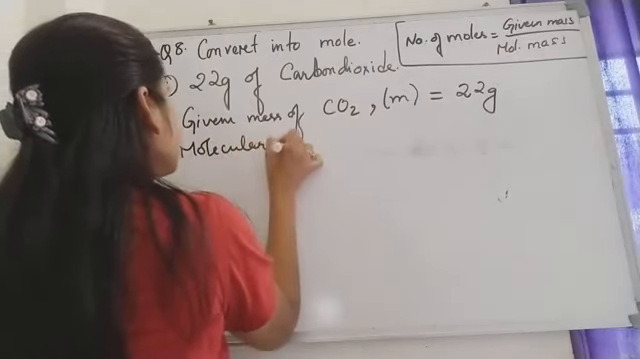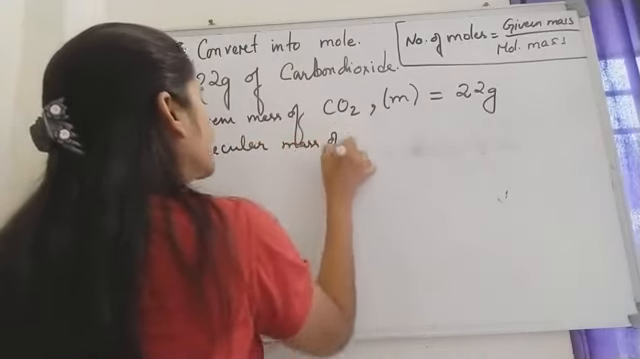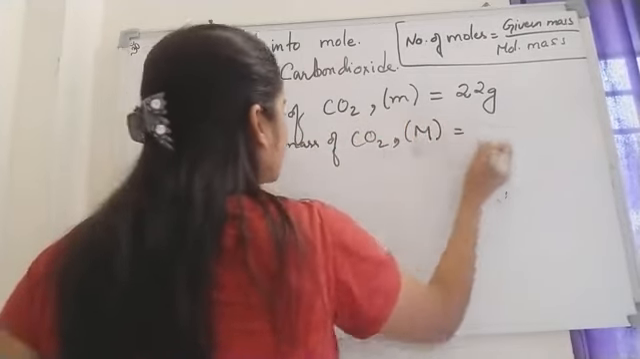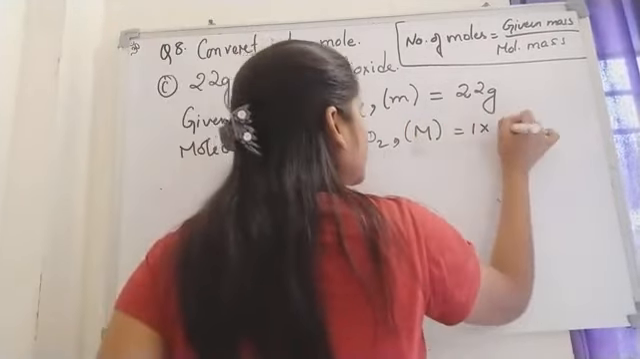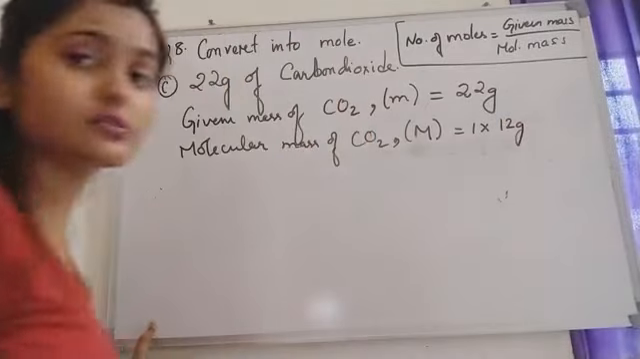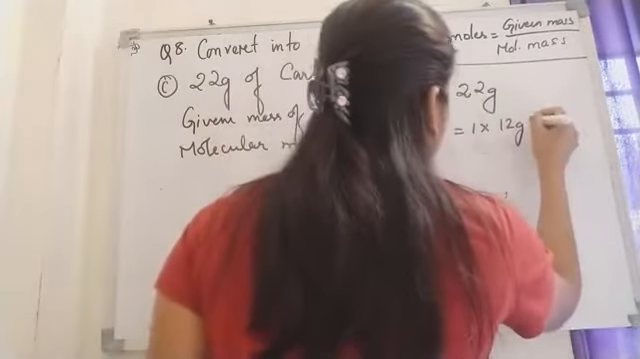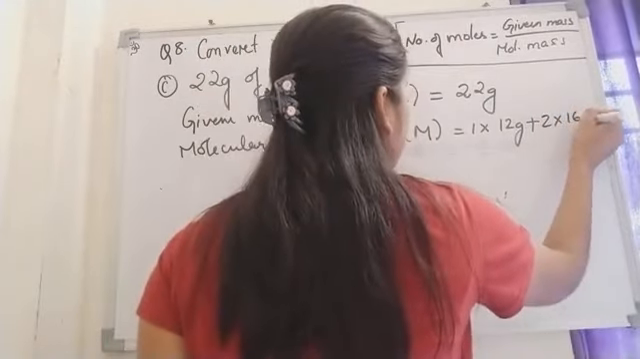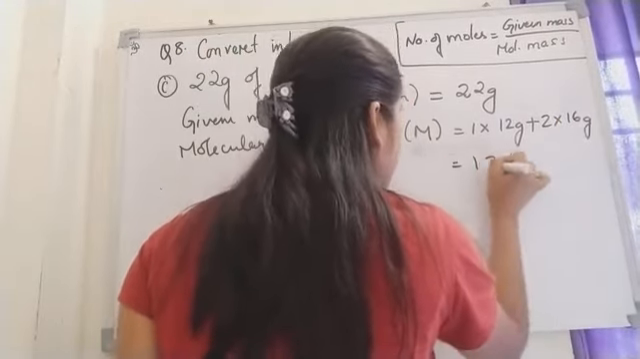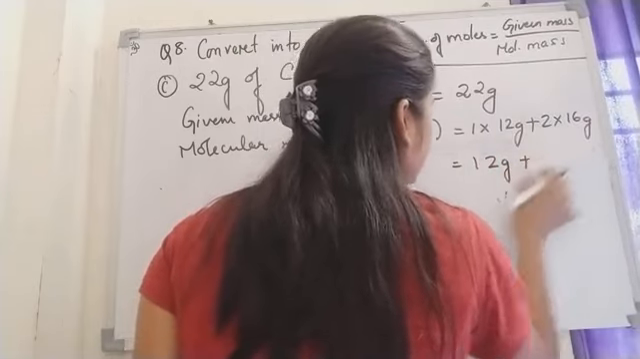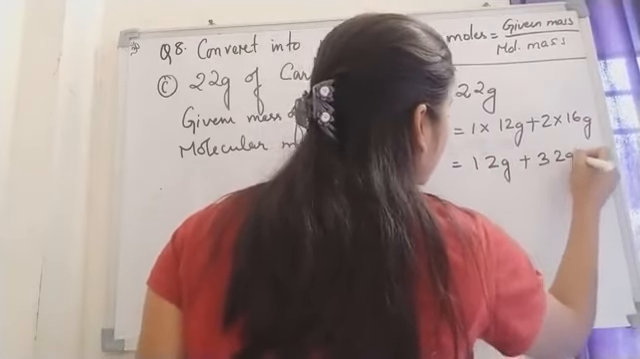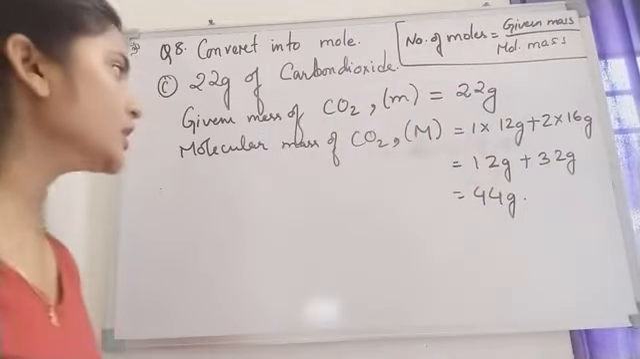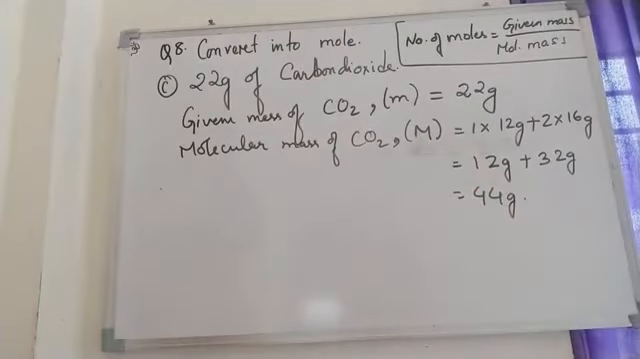So, the molecular mass of carbon dioxide, which will be considered as capital M, is equal to 1 into 12 grams, that is the atomic mass of carbon. Now we are changing the atom, so plus 2 into the atomic mass of oxygen, that is 16 grams. So that is 12 gram plus 32 grams. Your answer comes out as 44 grams. So that is the molecular mass of carbon dioxide.